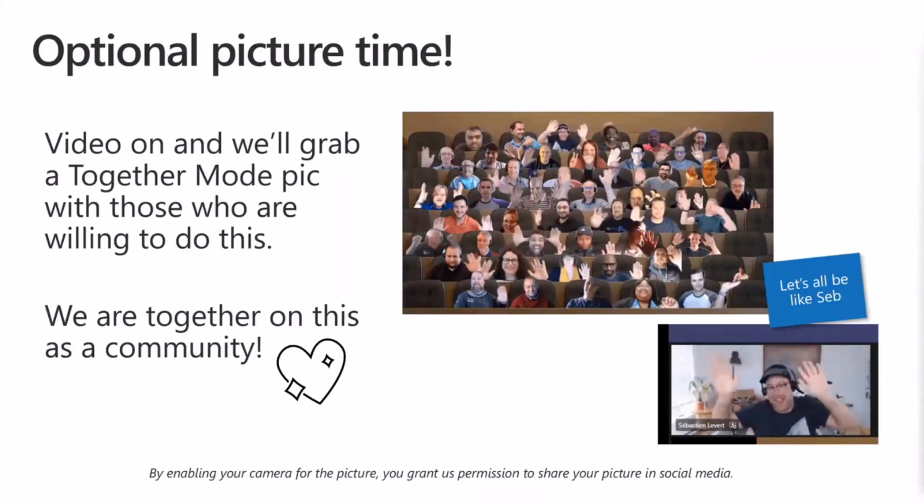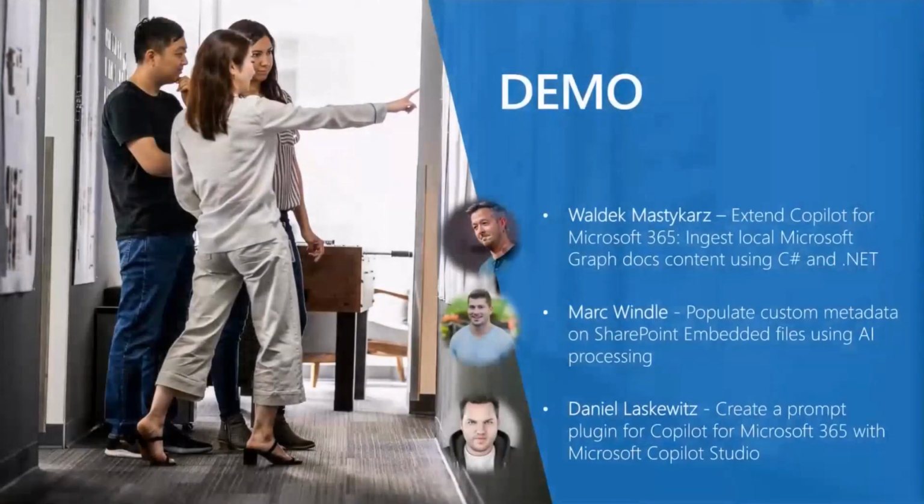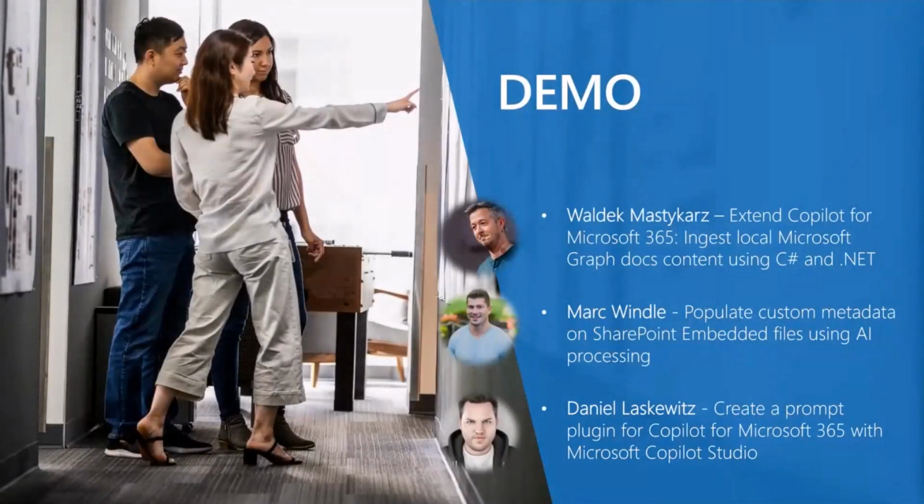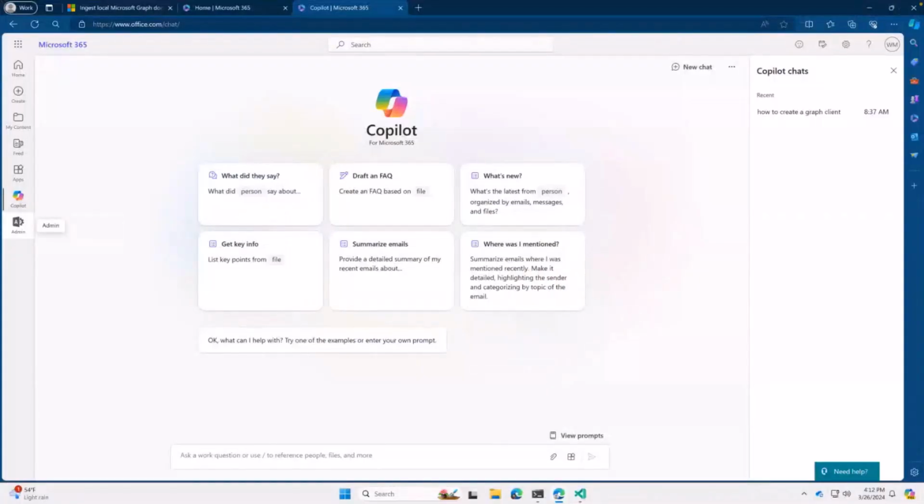But let's then go to the actual stars of today, right on the schedule. So we have some flexibility as we move along. Waldek is going to start with extending Copilot for Microsoft 365. Then we move to Marc and then to Daniel.